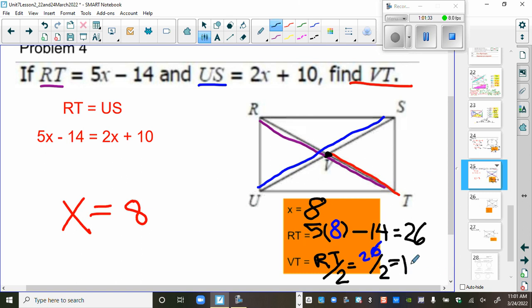Good work. Yeah. Would it be like these two equals 90? Would it be like that? You could do that. Very good. Okay. Yeah, that's really good work. All right, we're gonna get there in about a minute or two. All right, questions about these? X was 8, RT was 26, and then VT is 13. All right, y'all did good work on that one.